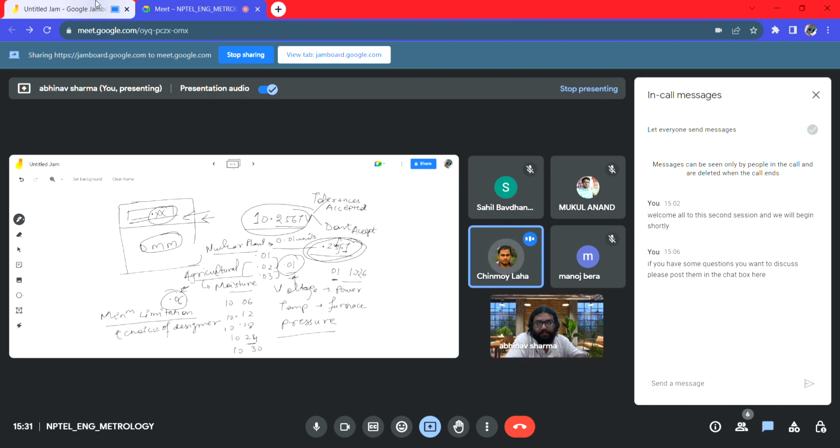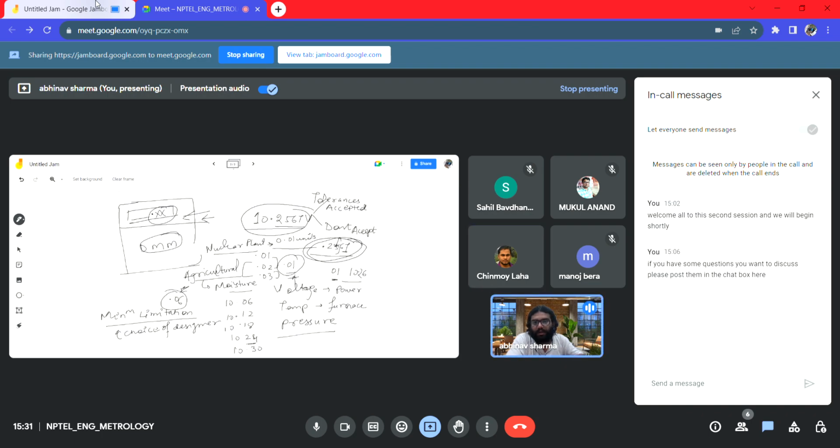Sir, I'm getting confused. If an instrument cannot show a value below its resolution, then how could we know the instrument's least count?